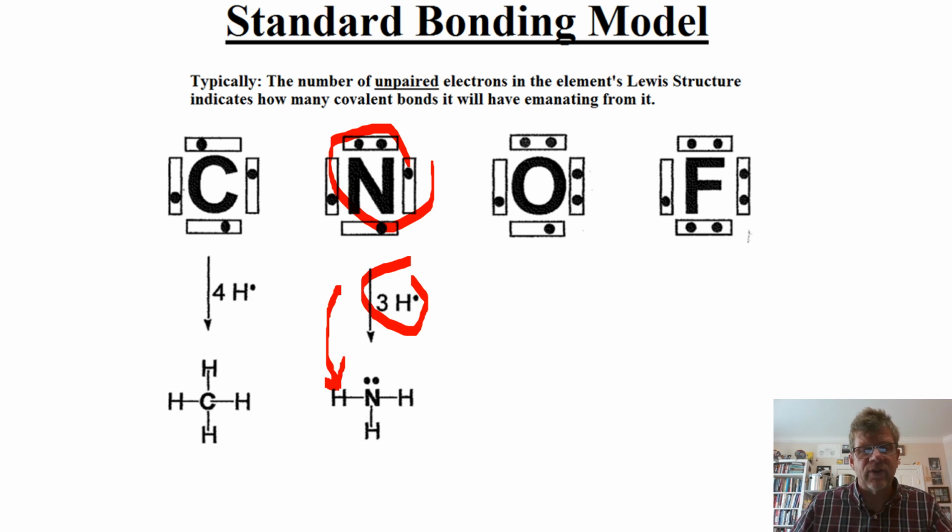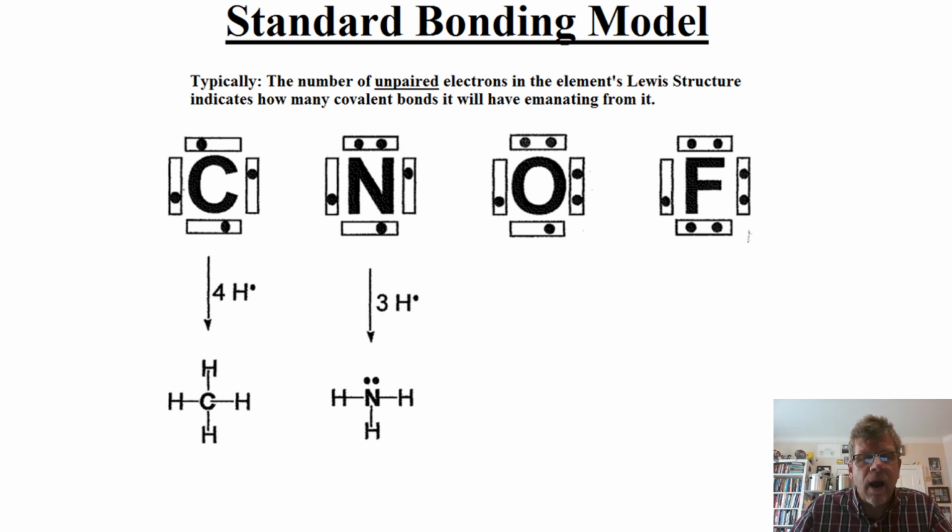Here is an example now of going from actual elements to their covalent structures. What do we see here? That any lone electron pairs which existed on the element are carried through and just sit on that same element in the final covalent bonding structure. So we see this yet again with ammonia.